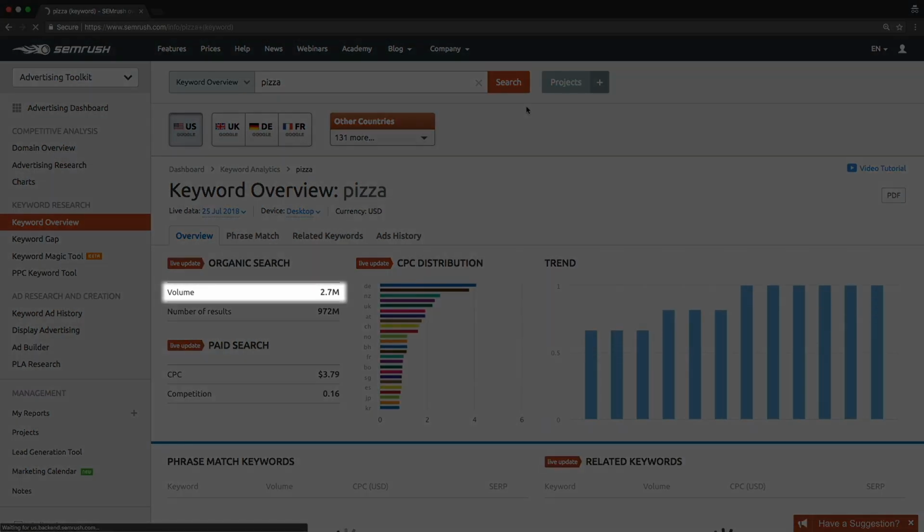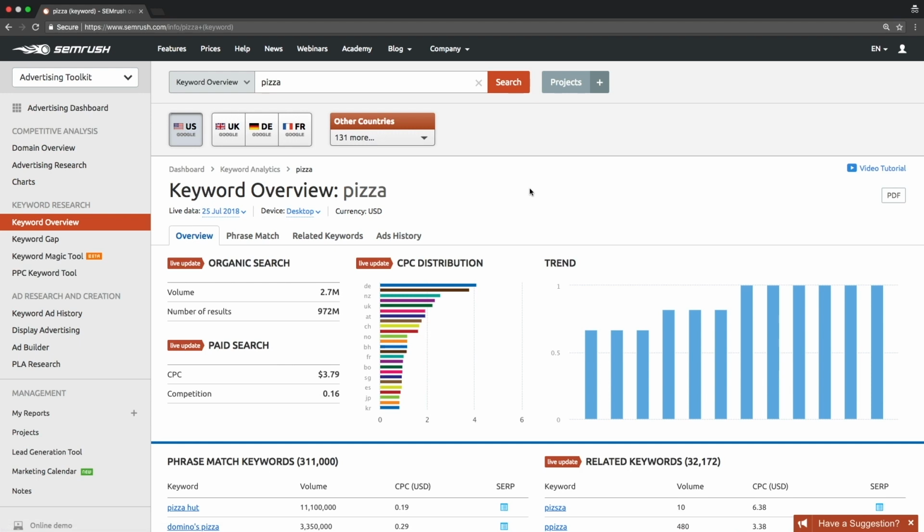Volume is an estimated number of searches done monthly for this keyword. It indicates the keyword's popularity. Basically, short, high-volume keywords are perfect for driving traffic. The flip side of the coin is that it is harder to beat your competition online when trying to top the rankings for these terms.